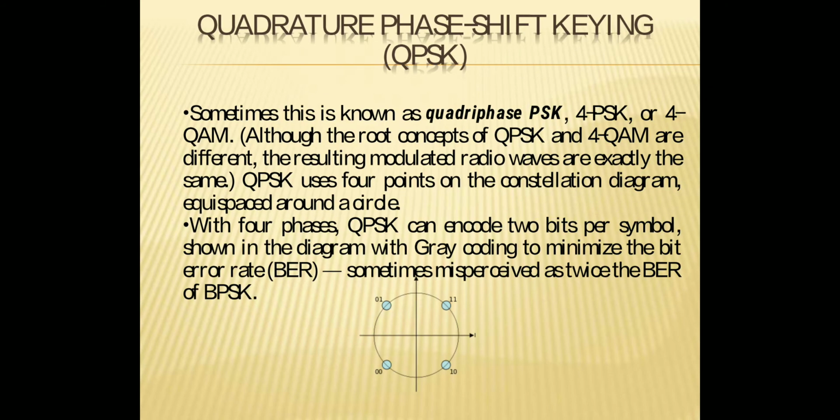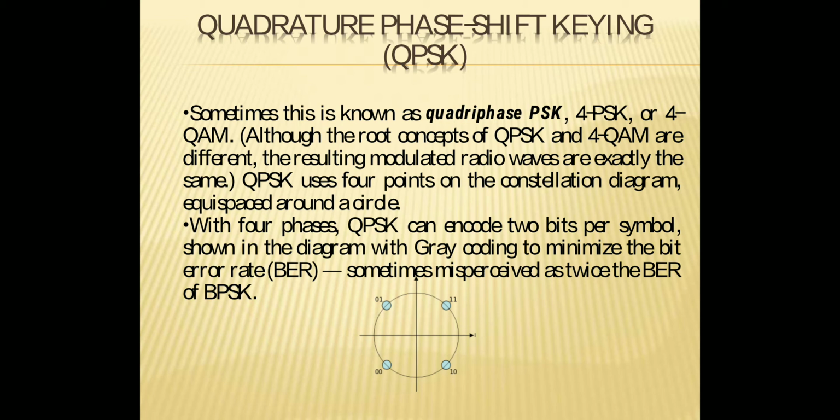Now in quadrature we have two more phases. Sometimes it is known as quadriphase PSK or 4 PSK or 4 QAM. Although the root concepts of QPSK and 4 QAM are different, the resulting modulated radio waves are exactly the same. So hence QPSK will use the 4 phases.